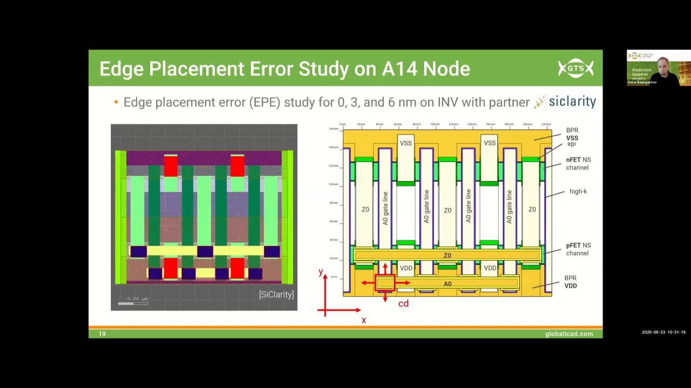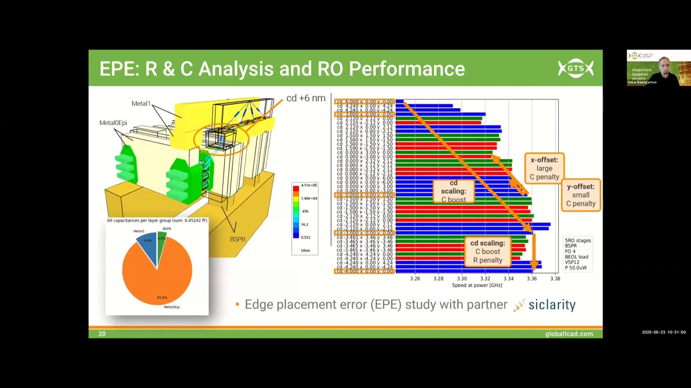Another study we did together with one of our partners, a startup called Cyclarity, that looks into automated design generation and analysis. So they're able to generate and look into a variety of designs, and we carried out a study where we looked at what's the effect of edge placement errors on the design performance, and how would that affect your cell in the end, and what would be the margins that you can look at.